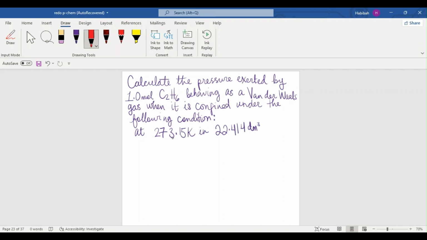Now, the first thing you do is write out all the parameters you were given. You were given the number of moles, which is 1.0 mole. We were given the temperature to be 273.15 Kelvin. You were given the volume to simply be 22.414 dm cubed. Of course, the identity of the gas is C2H6, so it's ethane.